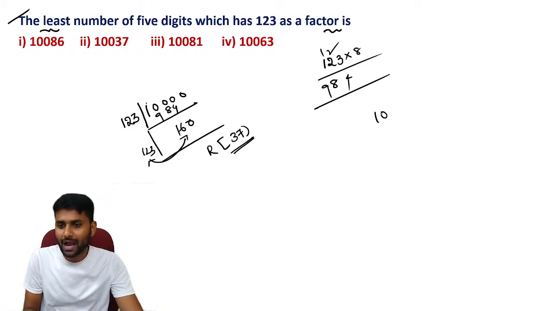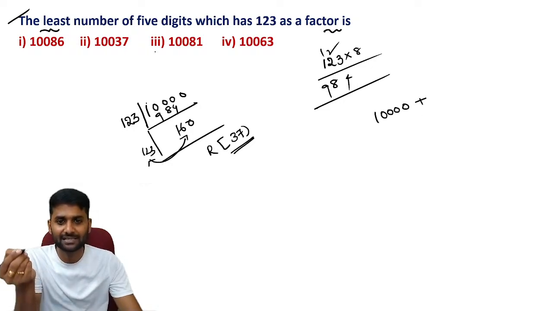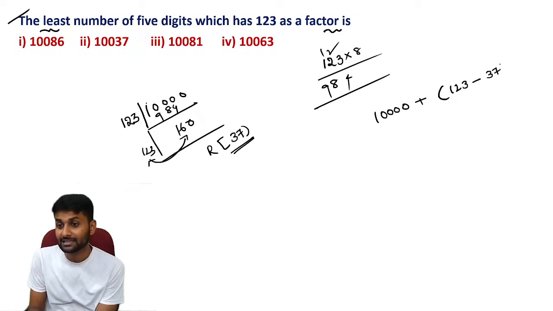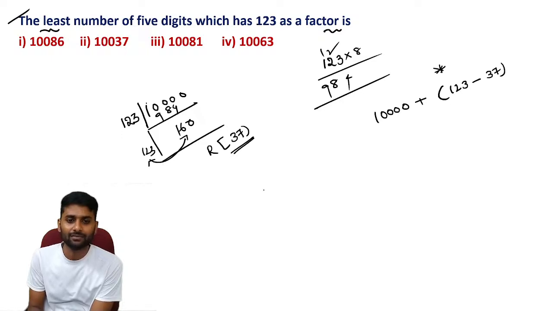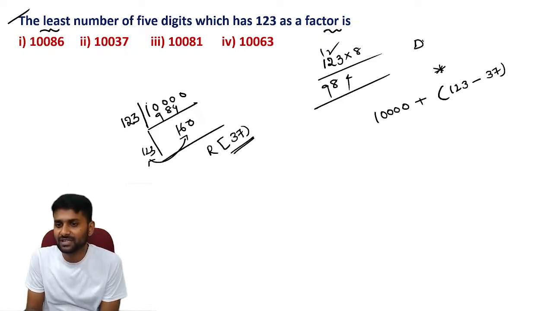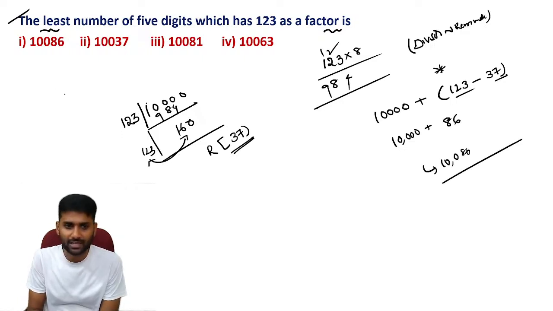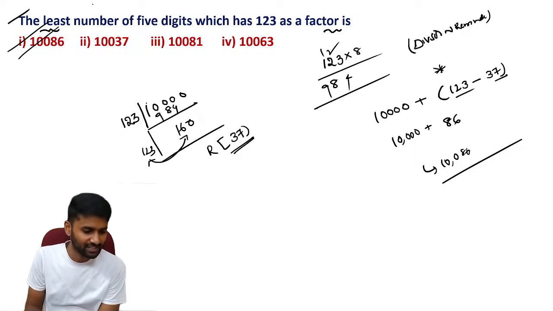Guys, we are going to add a certain value to 10,000. Then it becomes the least 5 digit number exactly divisible by 123. So what is that number? If you want to add any number, you have to find the difference of 123 and 37. Remember guys, while adding, you have to find the difference between divisor and remainder. Remember this point. The difference of these two values is exactly equal to 86 units. So finally the value is 10,086. So 10,086 is exactly divisible by 123.